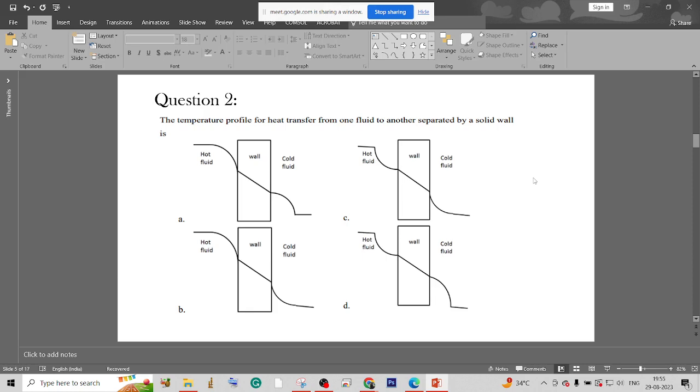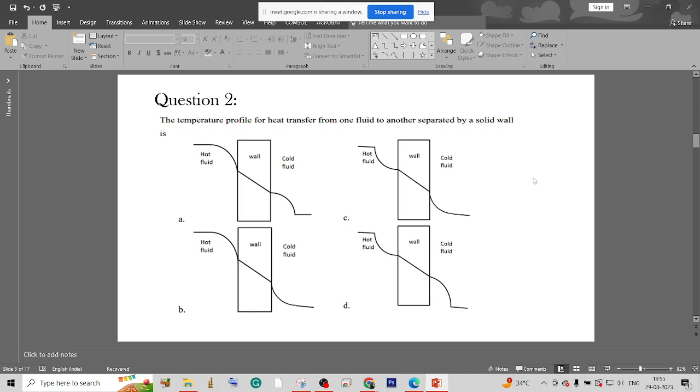Then B. Yeah, it will be B. There will be a constant temperature in the hot fluid, right? And it will gradually decrease when it comes in contact with the wall. So the first one will be like this.